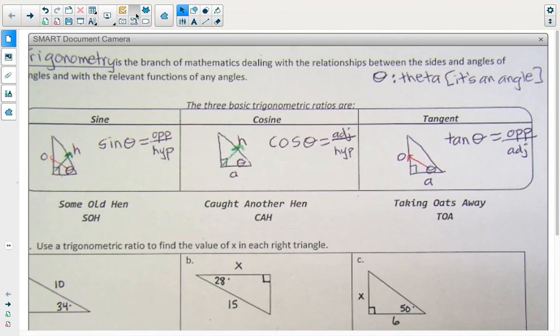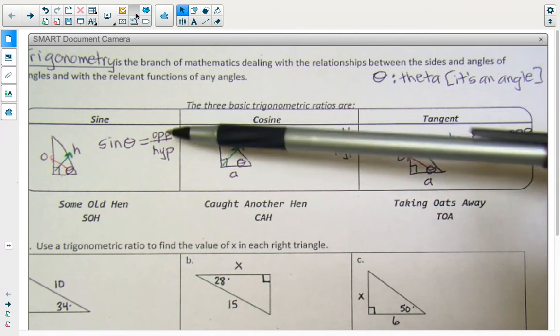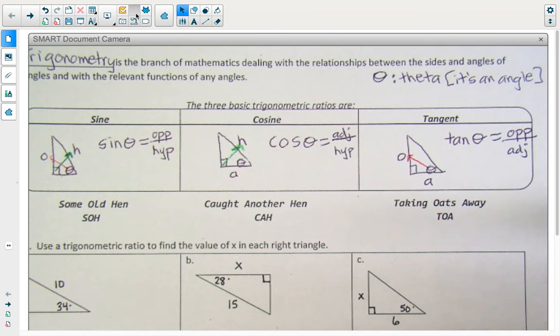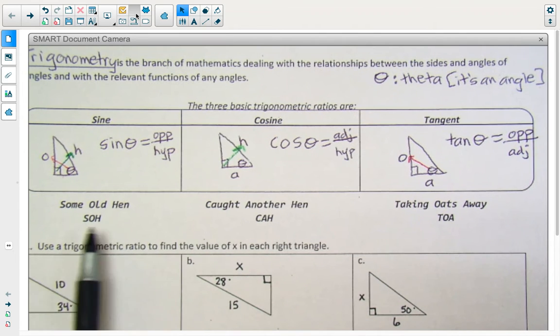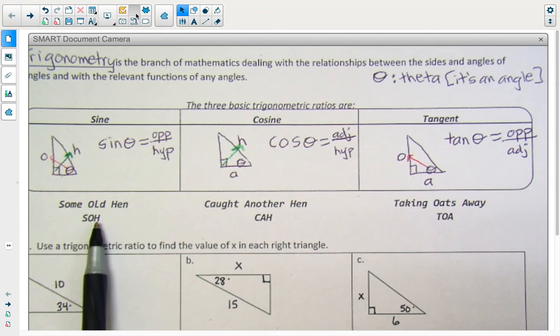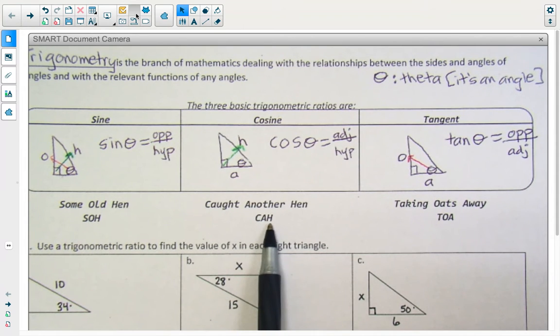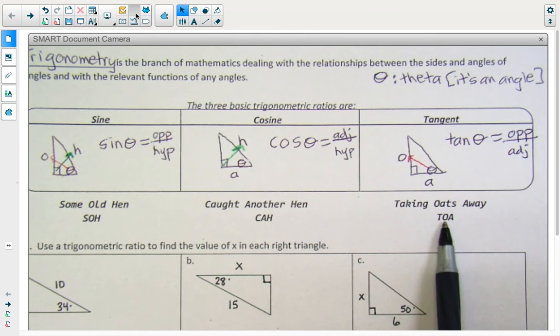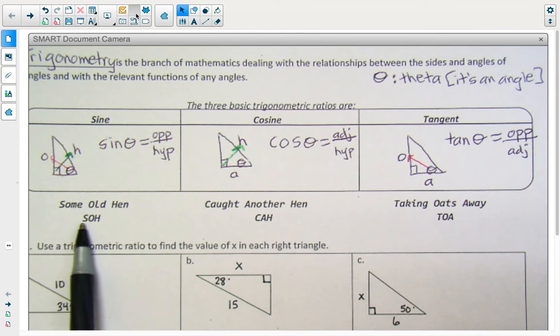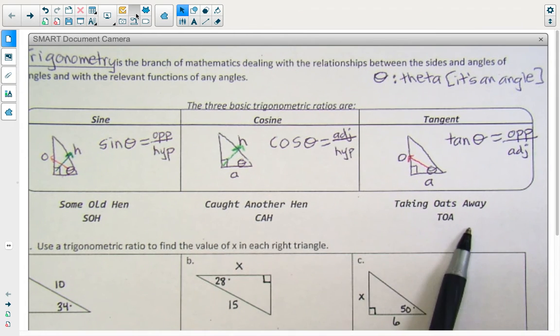These are my three main trigonometric ratios. We have sine, which is opposite over hypotenuse. We have cosine, which is adjacent over hypotenuse. And we have tangent, which is opposite over adjacent. Now, there is an acronym that will help us remember it. It's SOHCAHTOA. Sine is opposite over hypotenuse. Cosine is adjacent over hypotenuse. And tangent is opposite over adjacent. So if you remember SOHCAHTOA, that's how you say this.